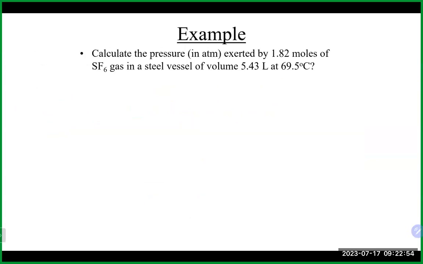All right, so let's give it a try here. Calculate the pressure in atmospheres exerted by 1.82 moles of SF6 gas in a volume of 5.43 liters and a temperature of 69.5 degrees Celsius. So once again, if we pull out the information, we are looking for a pressure. We got moles, which is n, 1.82. We got a volume that is 5.43 liters and a temperature that is 69.5 degrees Celsius.